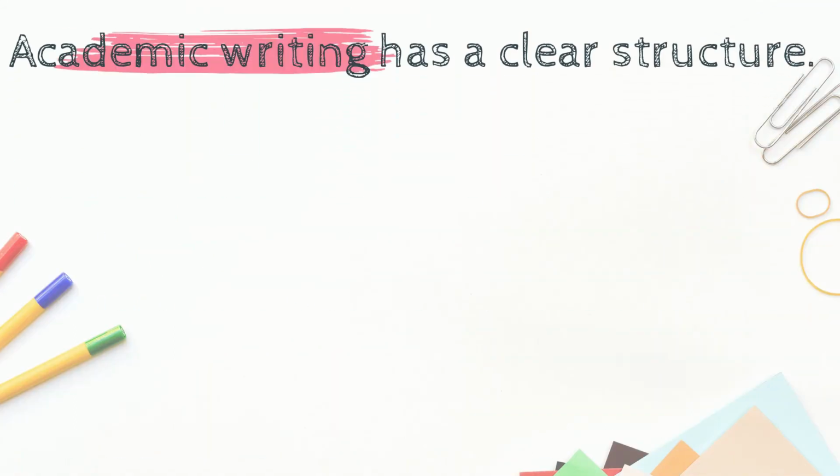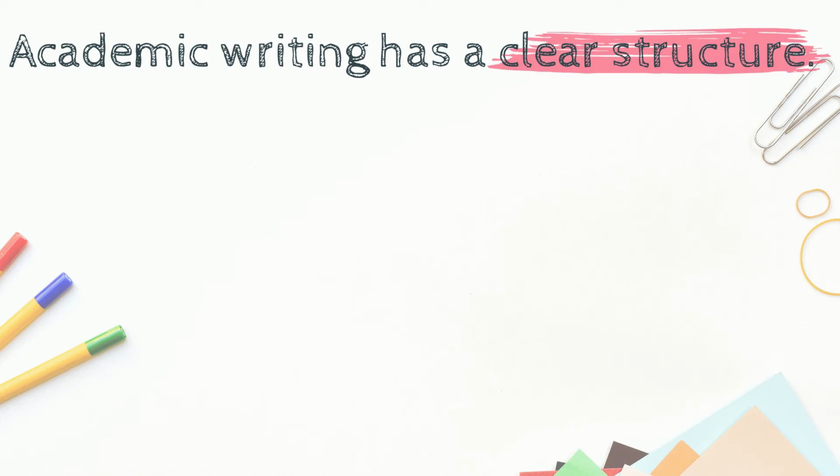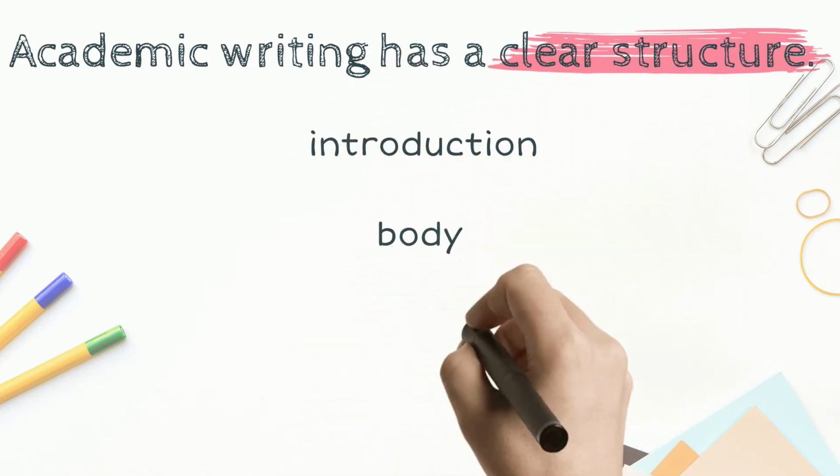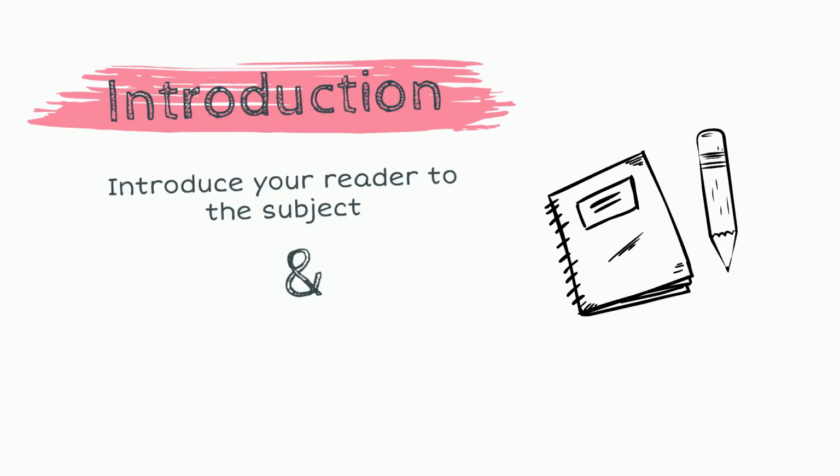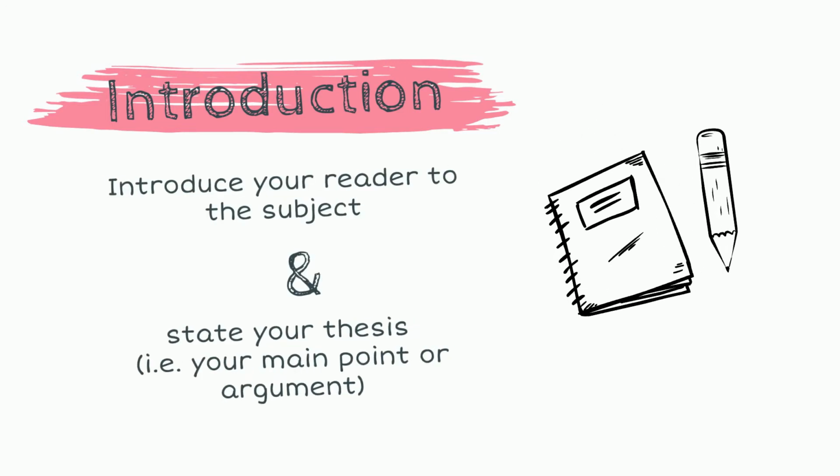Academic writing has a clear structure. It is made up of an introduction, a body, and a conclusion. You should start your writing by introducing your reader to the subject and stating your thesis, otherwise known as the main point or argument of your essay.